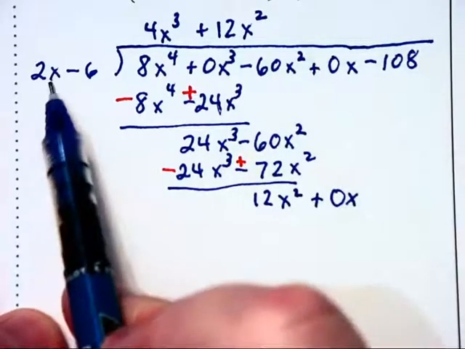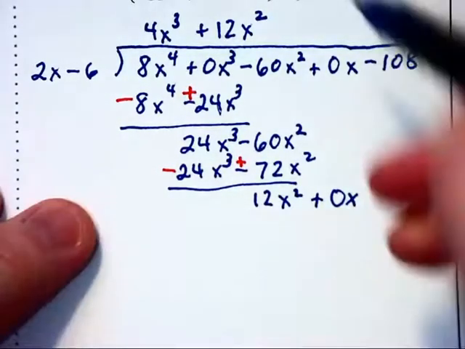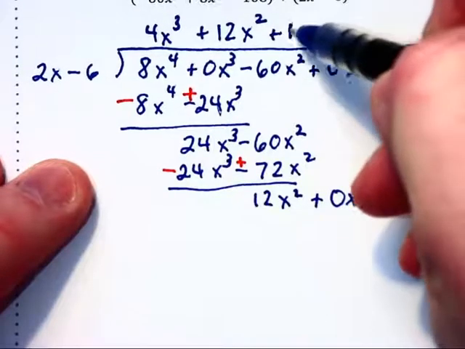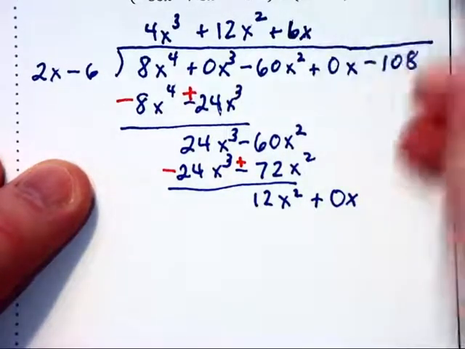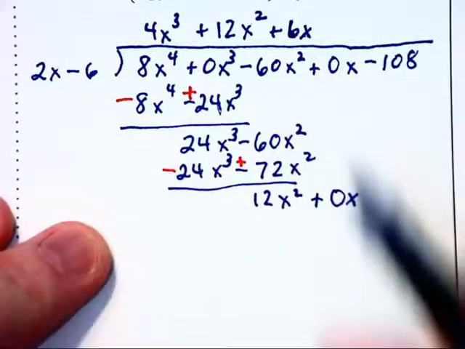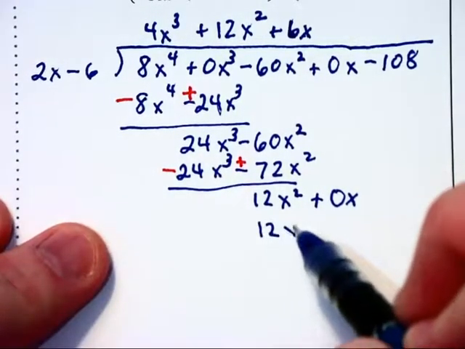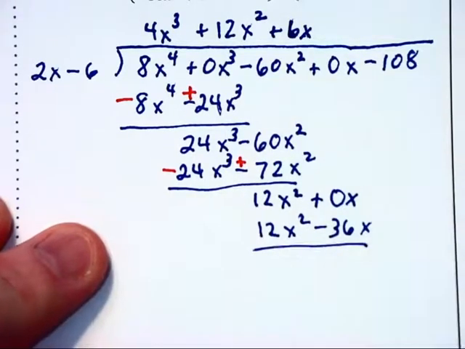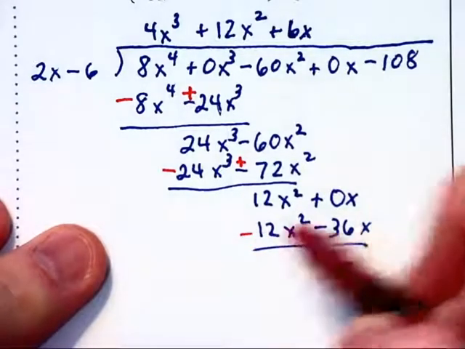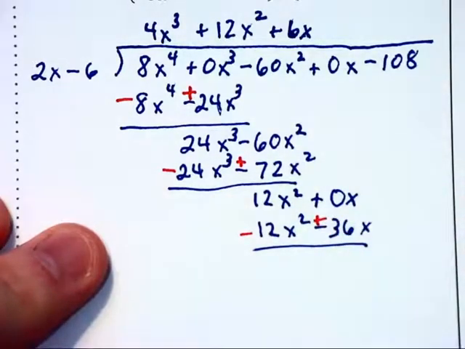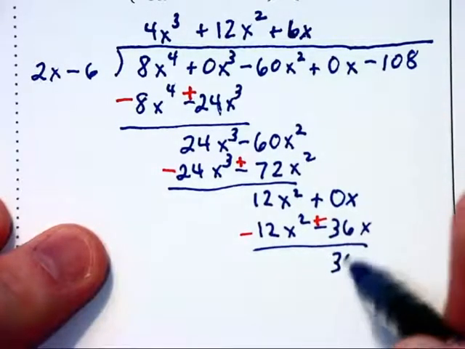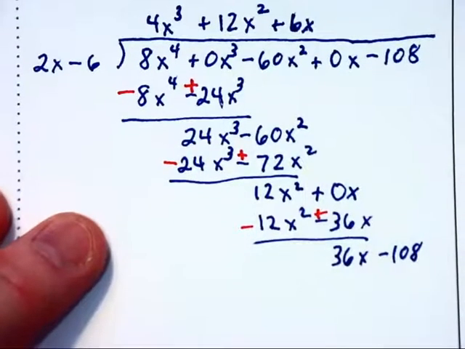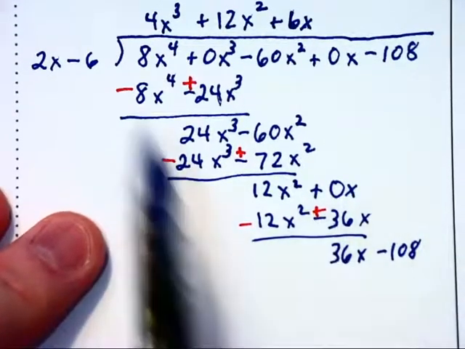We look at the 2x out front, we look at the 12x squared right there. We know that up top in our quotient we will have a plus 6x, and that 6x will get multiplied by both terms on the side to give us 12x squared minus 36x. Again, we're going to change the signs when we add the opposite, and we will have 36x minus 108 down there on the bottom right. Sorry if I'm running off the screen there.